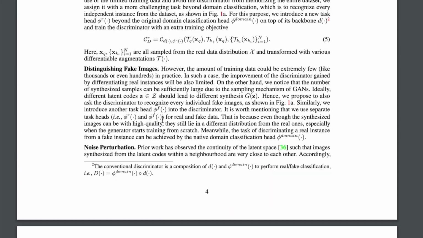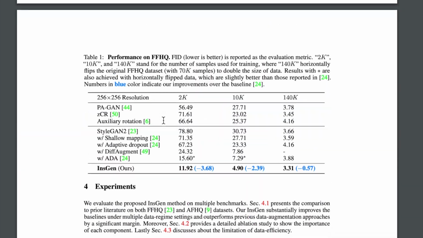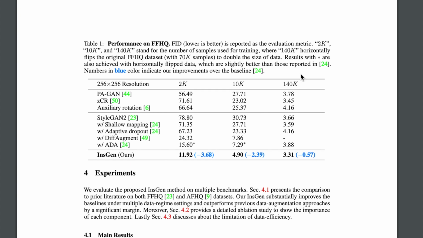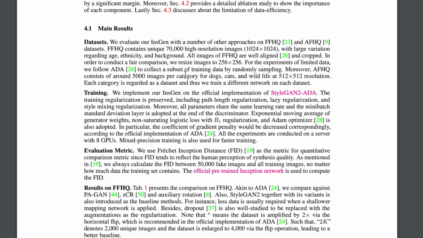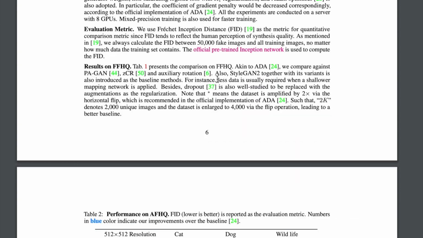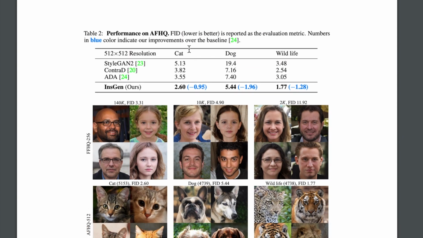But overall, what's interesting is the results on this. So these are the 2K, 10K, 140K with the FFHQ face image dataset, and then evaluated with the Fréchet Inception Distance score, which is where you take the generated images, embed them into a feature space, and compare the distance between these generated image features with real image features on, say, a pre-trained classifier. So this is the performance compared to these previous algorithms.